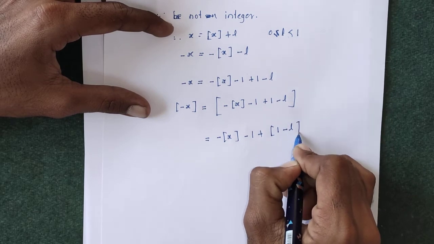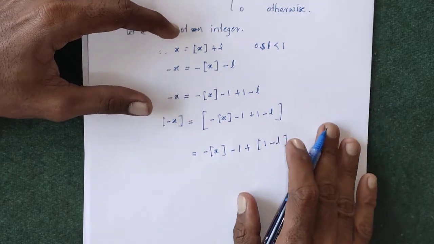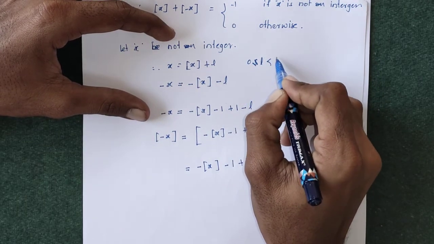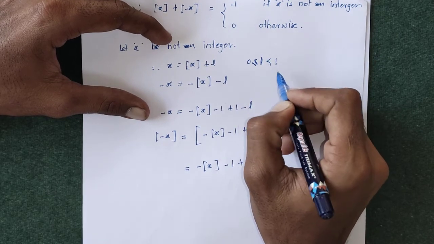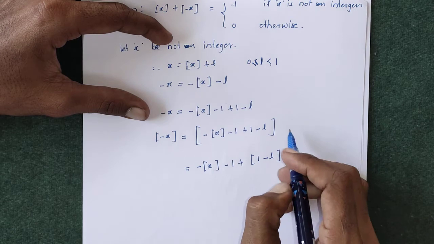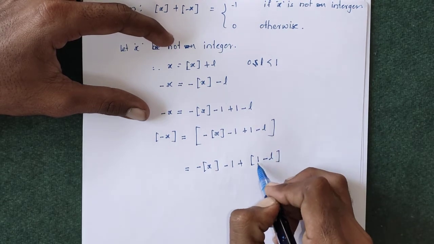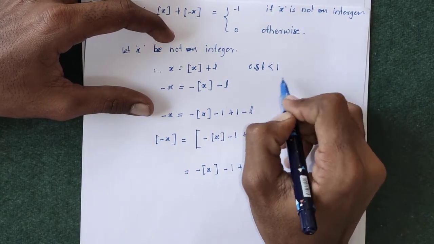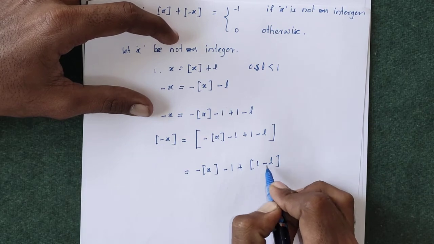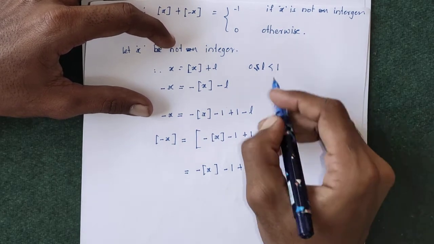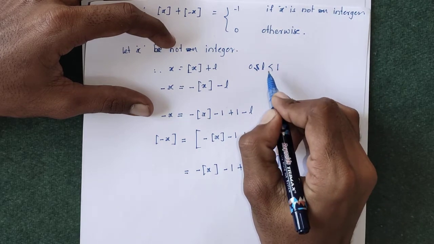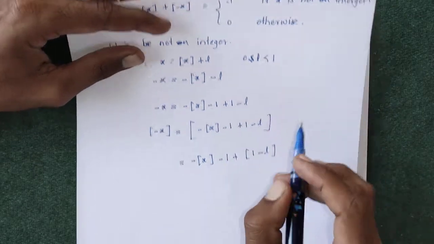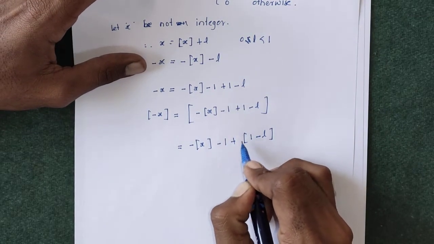So taking the integral part of 1 minus L separately, since L is a number between 0 and 1, that is, L is strictly less than 1, 1 minus L is a number less than 1 and greater than or equal to 0. Suppose L is equal to 1 by 2, 0.5, then 1 minus 0.5 is 0.5 and the integral part of 0.5 is 0. Or suppose L is equal to 0.2, which is between 0 and 1. Then 1 minus 0.2 is 0.8 and the integral part of 0.8 is 0.